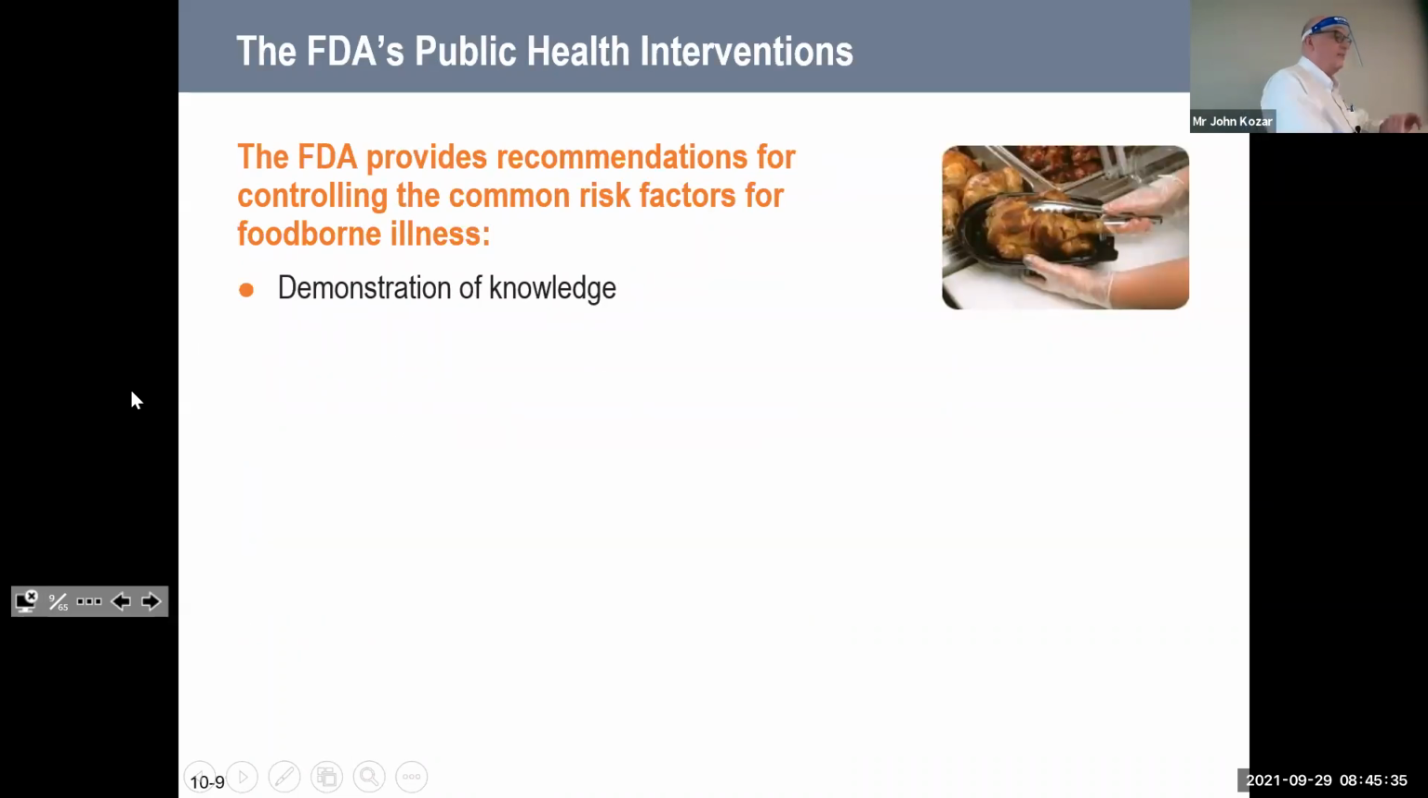Okay, so the Food and Drug Administration has public health interventions. These are recommended for controlling risk factors for foodborne illness. The manager has to show a demonstration of knowledge about how to keep food safe. You have to have staff health controls in place. So you have to have a record of you telling the employees what illnesses and symptoms they need to report and have them sign paperwork, keep that in the files.